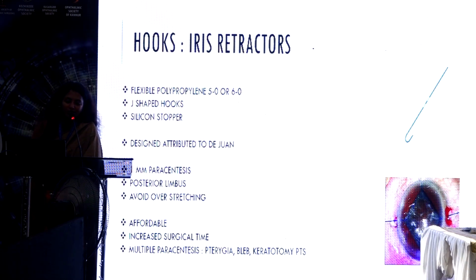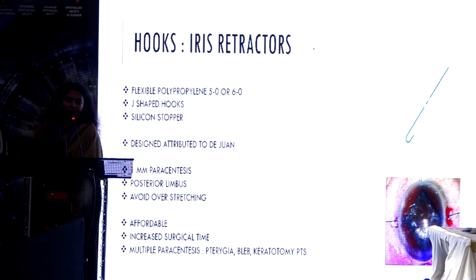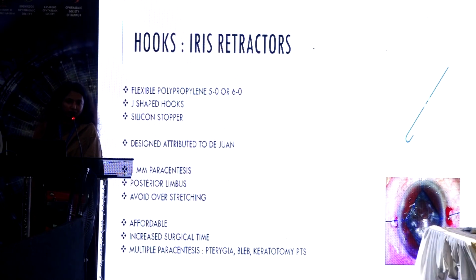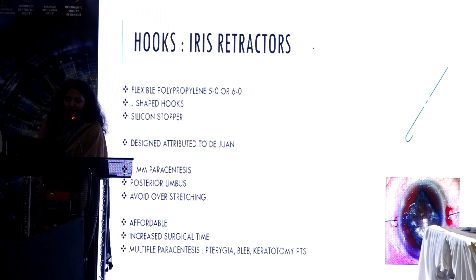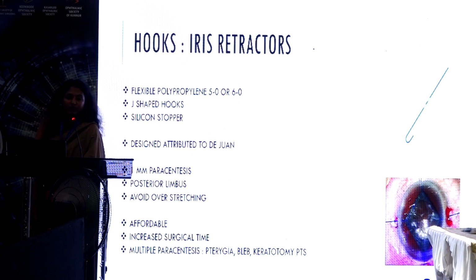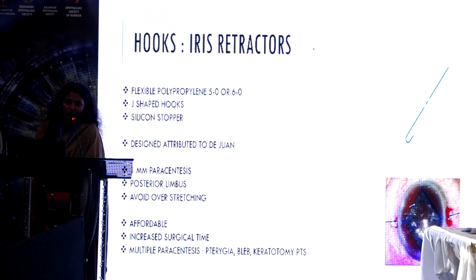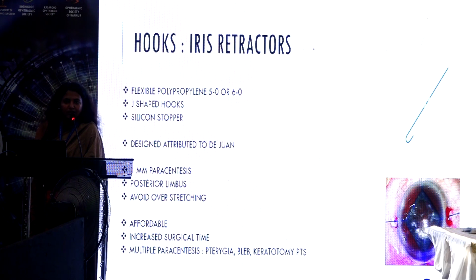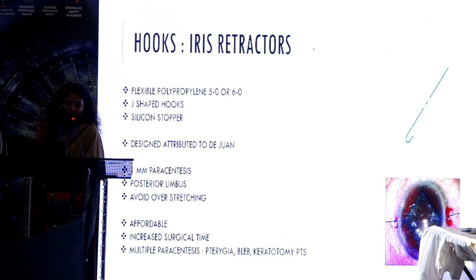So what are these hooks and rings and what are we talking about? So basically iris retractors, the previous speakers have mentioned, but I would like to give some finer points about these. So basically these are 5-0 polypropylene flexible hooks. So looking at the hook, first we feel, oh, how do we use it? Oh, what will happen? Will I really go in and damage the iris? What would happen? So the important tip is to fill the anterior chamber well with a viscoelastic, and the paracentesis have to be really small. Now I'll discuss it when I show you the video.